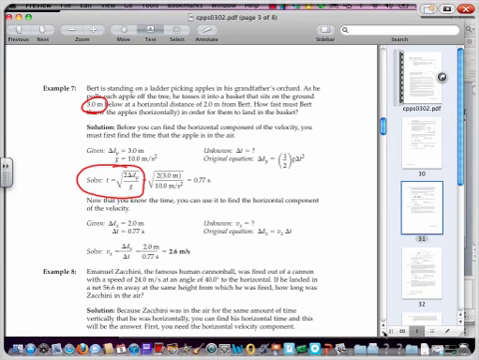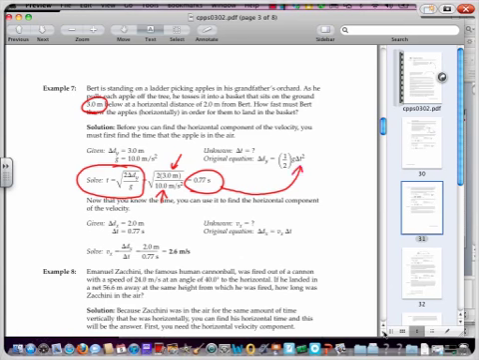And we know our distance is 3. We know our g is 10. And we know 2. Square root of all that, 0.77 seconds. So for the apple to fall 3 meters, it's going to take 0.77 seconds. Okay. Now we take that time and we plug it into here.